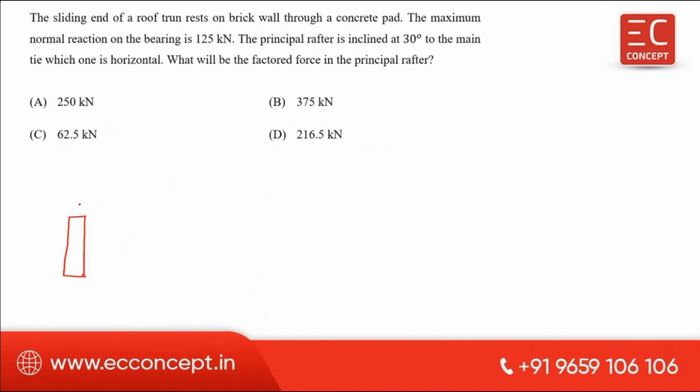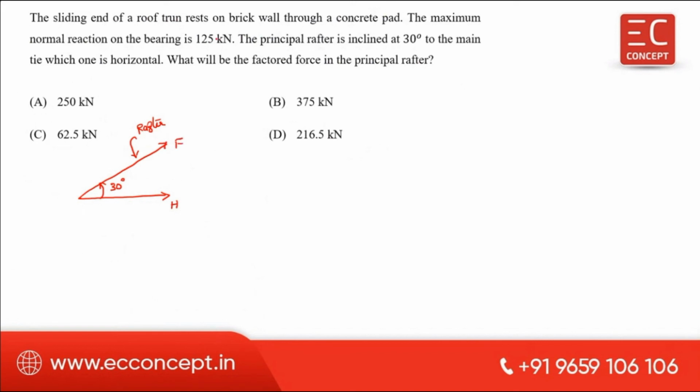So there is a rafter in the roof truss. This we call a rafter, and this rests over here. And there is a tie. The tie is a tension member. With the tie, it makes a 30 degree angle. What will be the factored force in the principal rafter? They are asking for the factored force. So we can take this as the horizontal force, and this is the inclined force here.